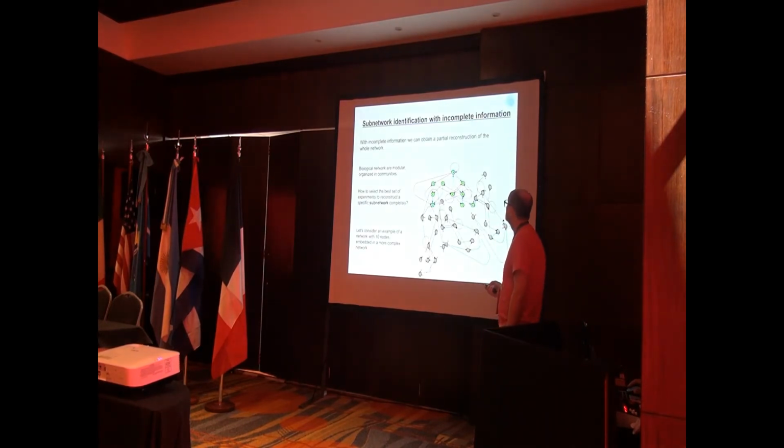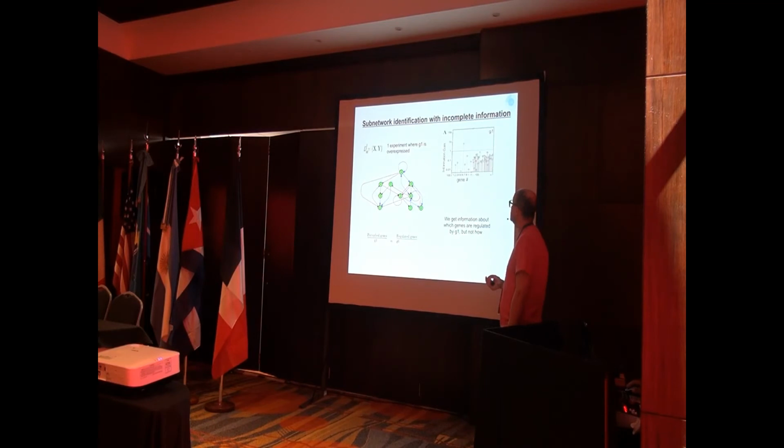For the question 1, I will make another numerical example, considering that biological networks are organized in communities. These communities are weakly connected. So my question is how to select the best set of experiments to reconstruct one specific subnetwork completely. In this case, this is the subnetwork. It consists of a subnetwork with 10 nodes, which is embedded in a more complex network with 100 nodes.